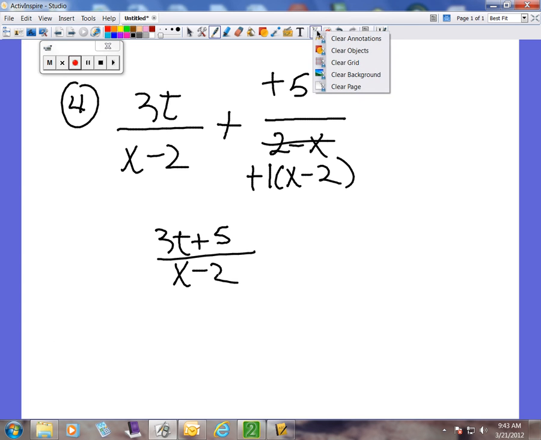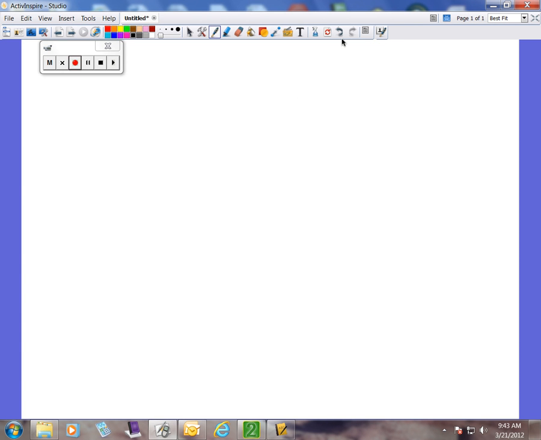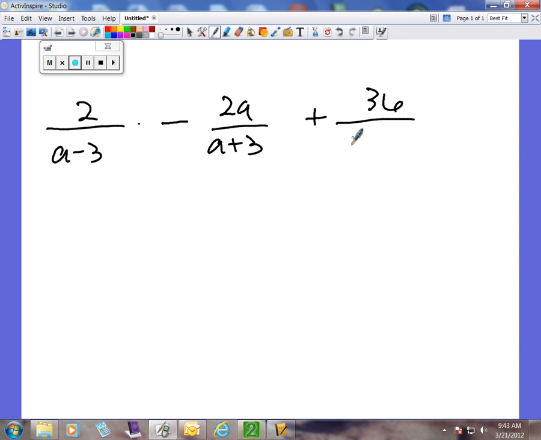Let's do number, is it 5? Yeah. Now, this one had 3 fractions. Some of you panicked just because you're not used to seeing that. Now, we got a minus 2a over a plus 3. And then we have a plus. Now, what is this right here? What's it called?